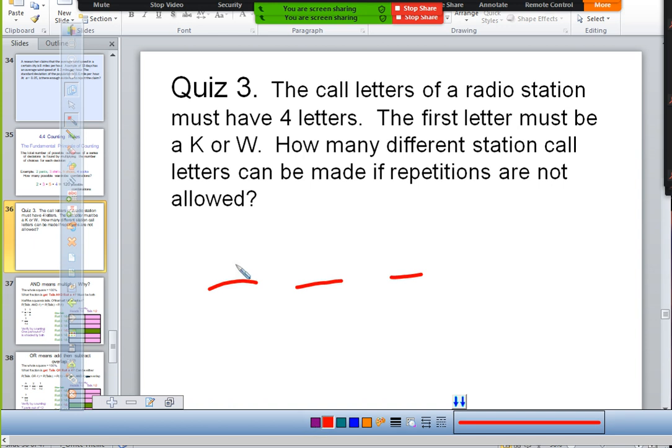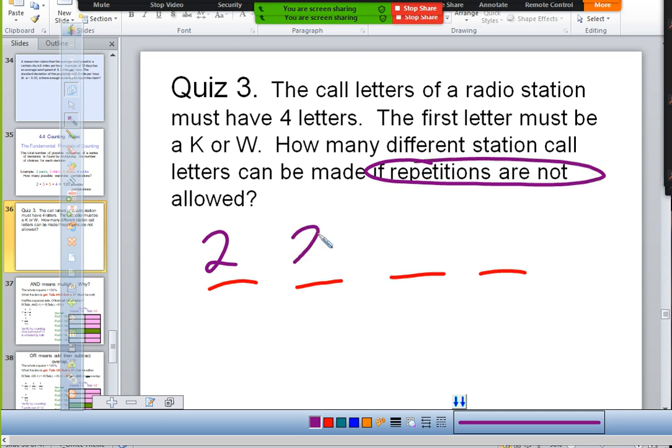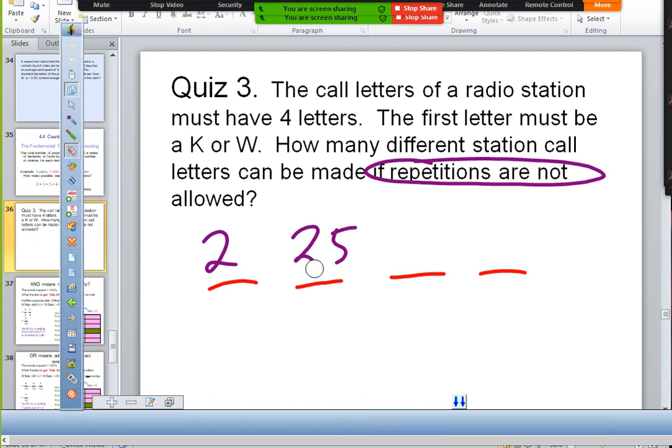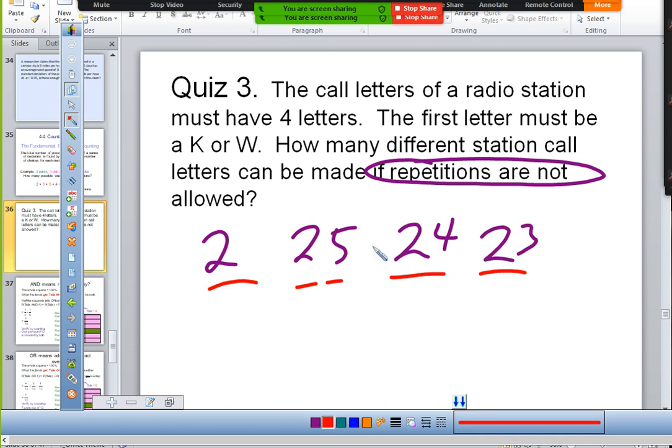Now the next one can be any letter. However, you can't repeat anything. So I have 26 letters in the alphabet, but I can't use whatever I used in the first one. So that only goes 25. And then after I use that one, I only have 24 letters left. And after I use that one, I only have 23 letters left. And then you would multiply each of these, right, multiply each of your decisions. So hopefully that makes sense for everybody.